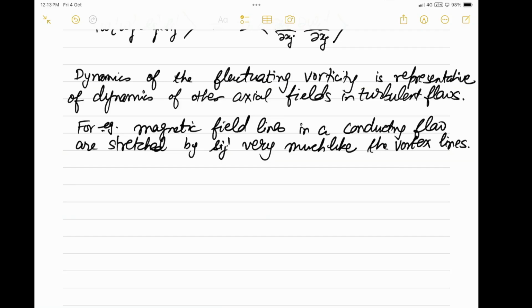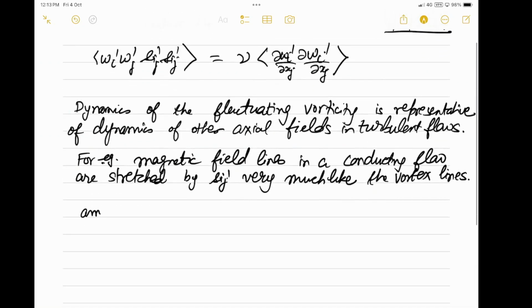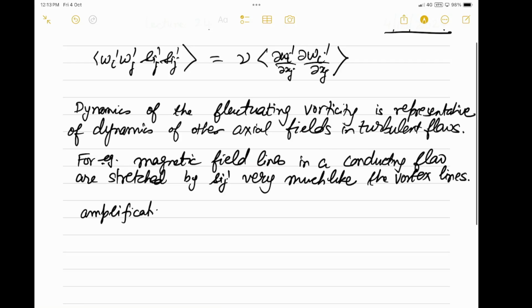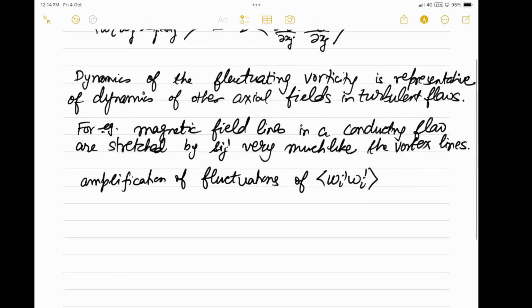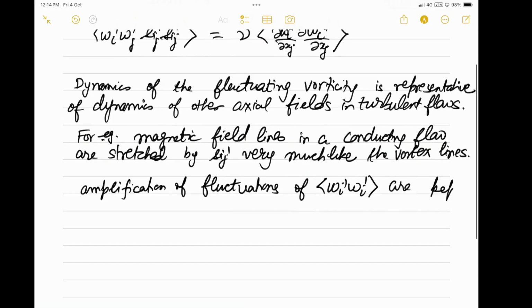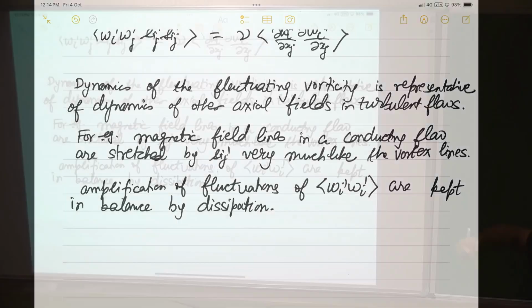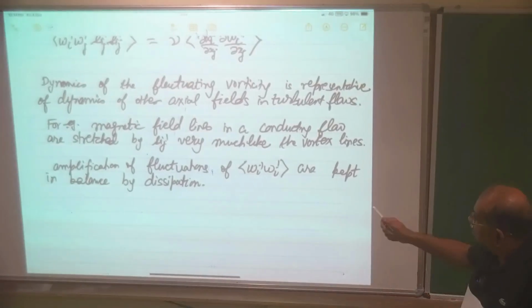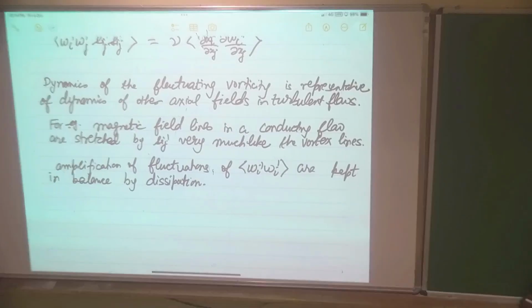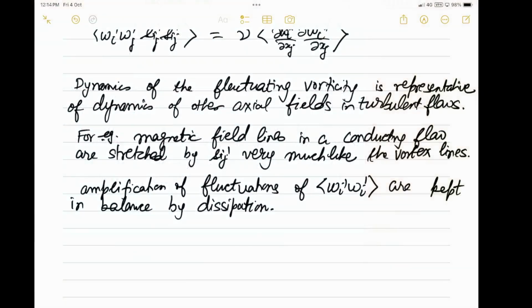And here what we find is the main crux of this equation is that the amplification of fluctuations of omega i prime are kept in balance by the dissipation. The production of omega i prime takes place because of the stretching by the Sij, the fluctuating strain rate, but that is kept in balance by the dissipation field. Therefore, it does not allow them to be magnified infinitely.